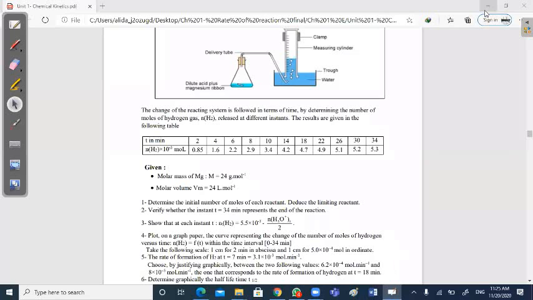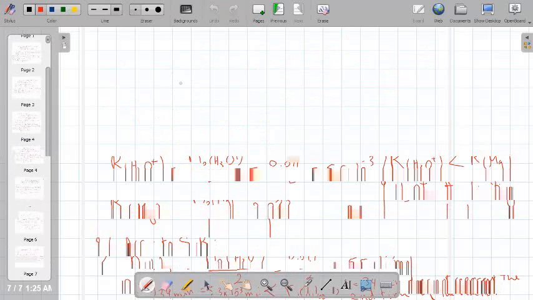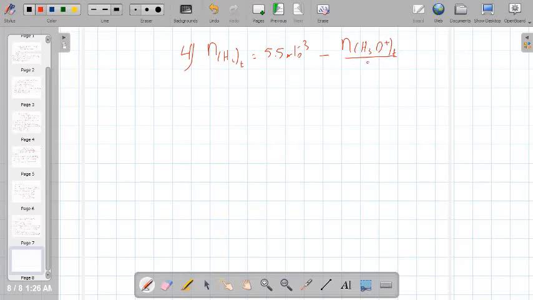3. Show that at each instant the number of moles of H2 equals 5.5 times 10 power minus 3 minus the number of moles of H3O plus at instant T over 2. Relation. Let's write the relation on a new page. We should show that NH2 at instant T equals 5.5 10 power minus 3 minus the number of moles of H3O plus at instant T over 2.